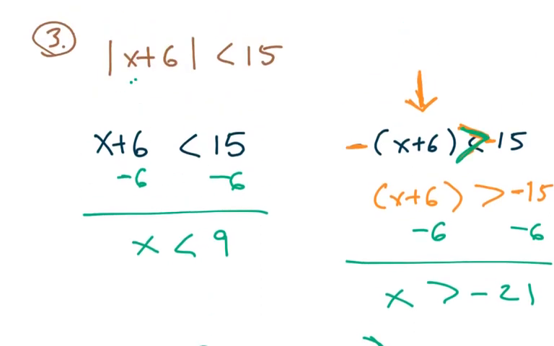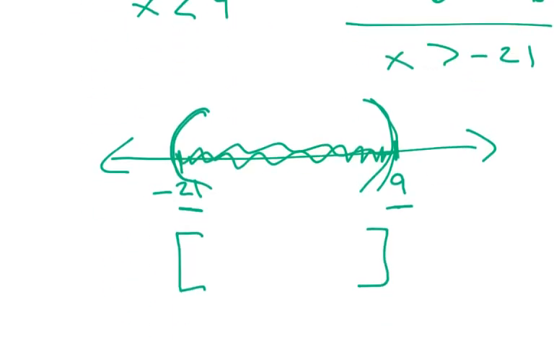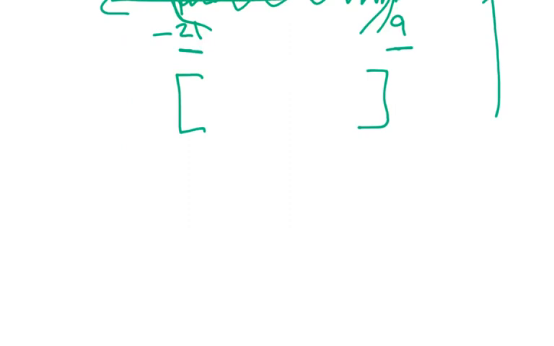0. So notice if I put 0 here, I get 0 plus 6. The absolute value of 6 is 6. And because 6 is less than 15, that is true. I feel fairly confident about my answer. So the final answer, again, is going to be, it's between negative 21 and 9, and they're both in parentheses.